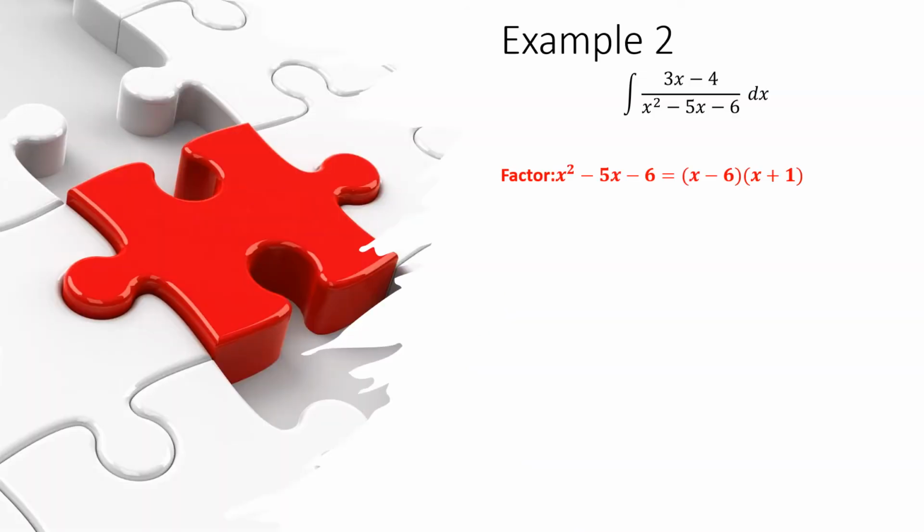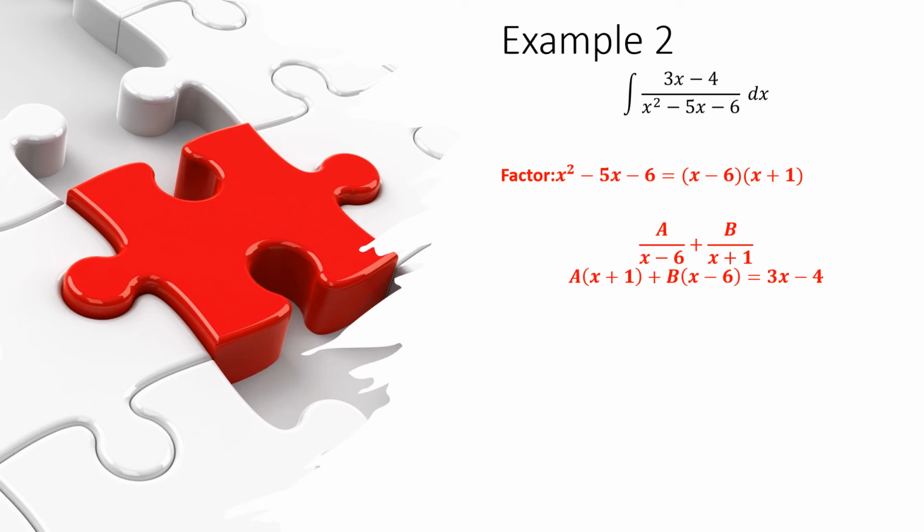All right, so the next example, example 2, we have the integral of 3x minus 4 over x squared minus 5x minus 6. Since my denominator is bigger and it's also factorable, I'm going to use partial fraction decomposition. So I'm going to factor the denominator to x minus 6 times x plus 1. Set up my partial fraction decomposition to be A over x minus 6 plus B over x plus 1.